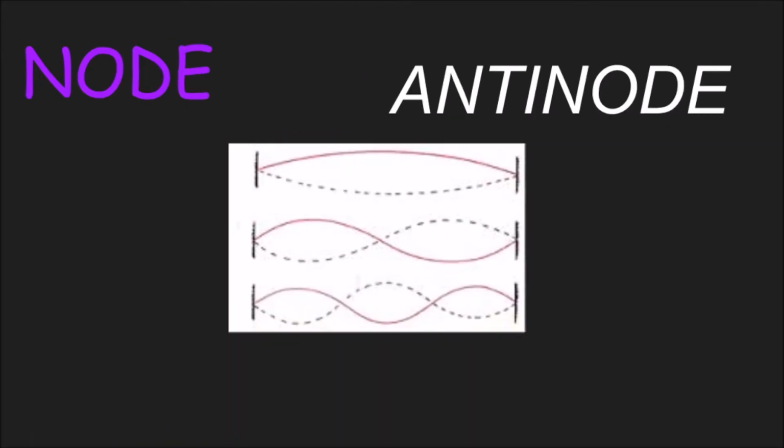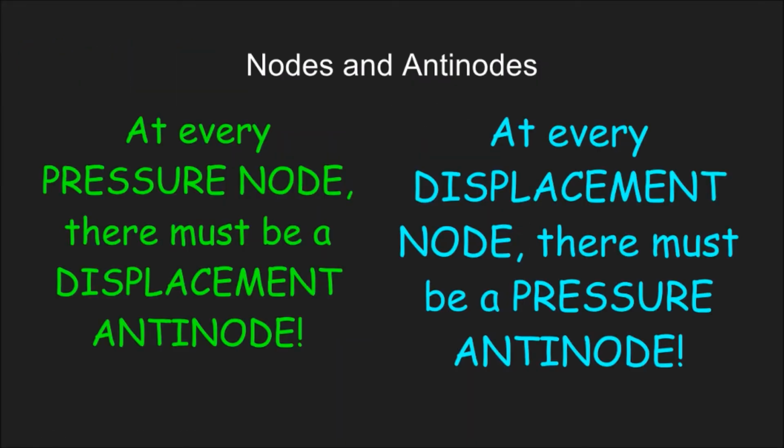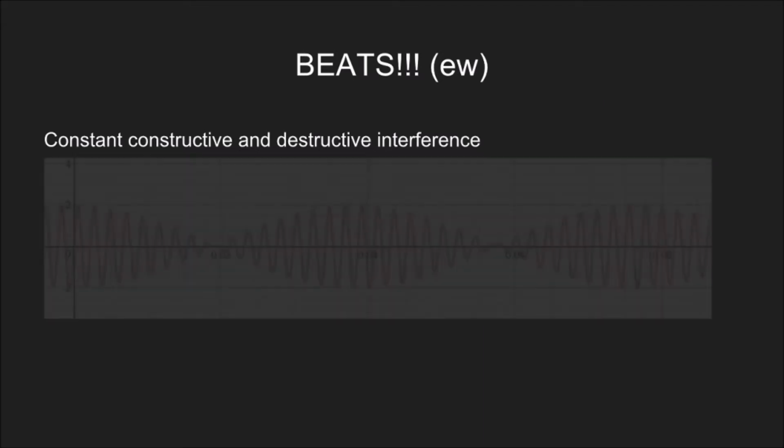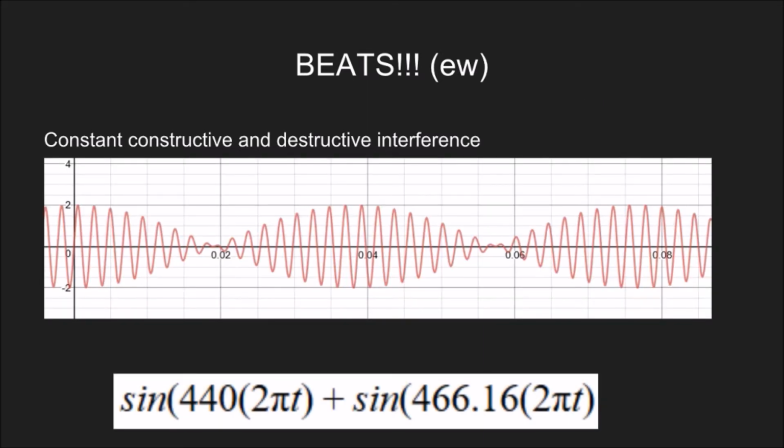There are 2 different types of nodes. There are pressure nodes and displacement nodes. No, we're not talking about this one. We're talking about these kinds of beats, but we'll get to this graph later. Beats are the constant constructive and destructive interference of 2 sound waves. This graph, graphed by this function, shows us the amplitude changes, which gives us that wub sound.